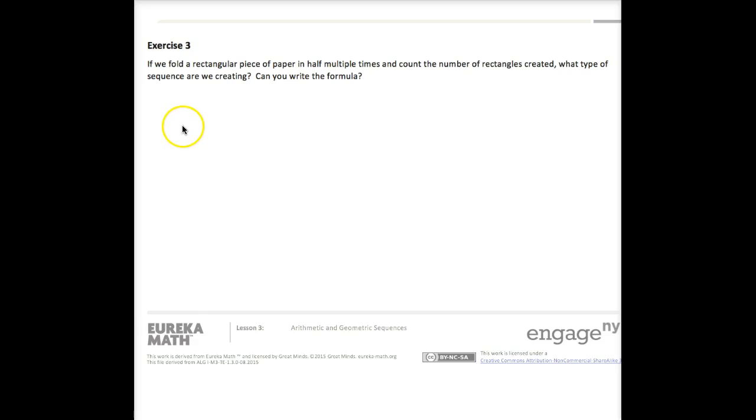All right, and finally the last question. If we fold a rectangular piece of paper in half multiple times and count the number of rectangles created, what type of sequence are we creating? Well, here it is with no fold at all. So that's a sub 1, and what we have is 1 rectangle. If we fold it in half, a 2, after our first fold, we have 2 rectangles.